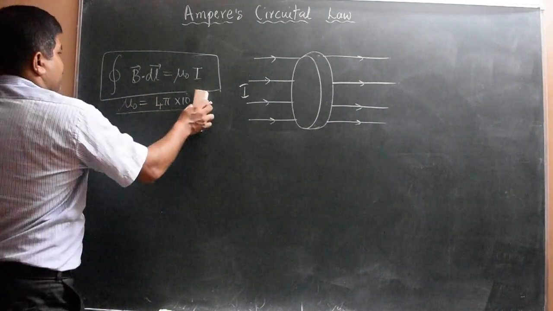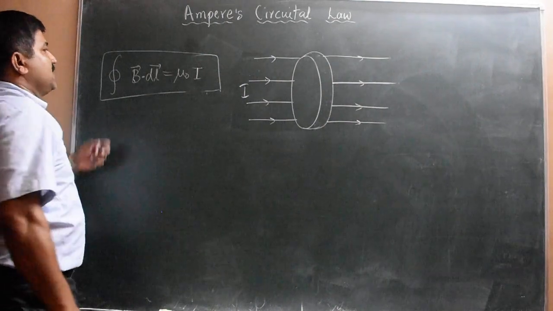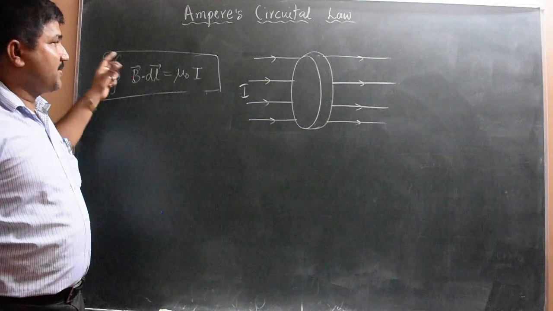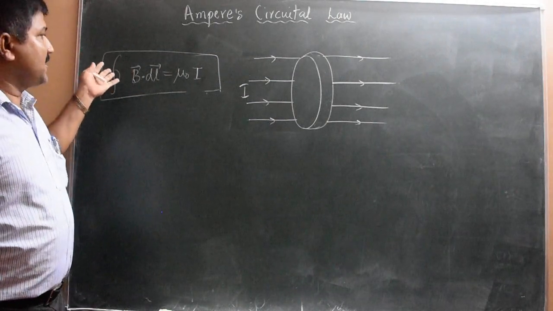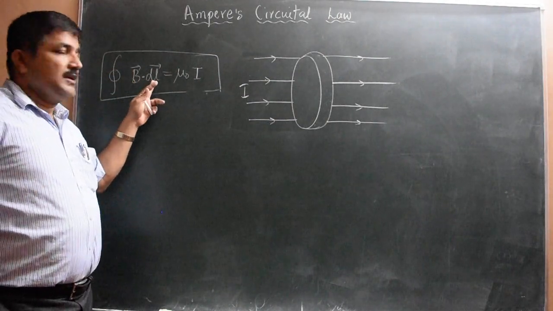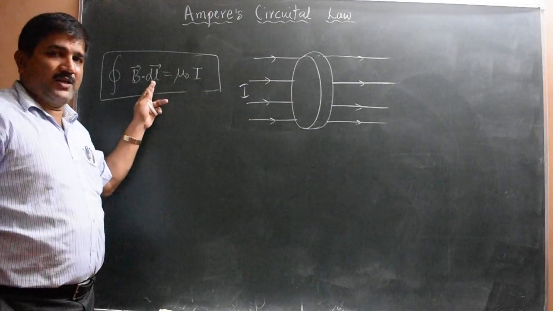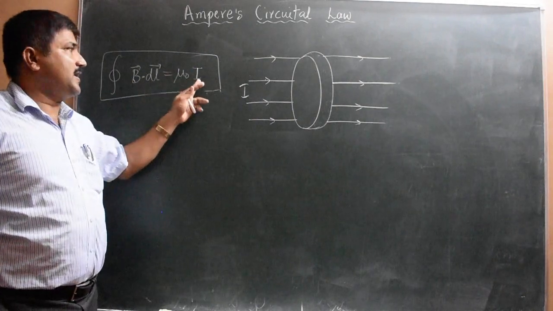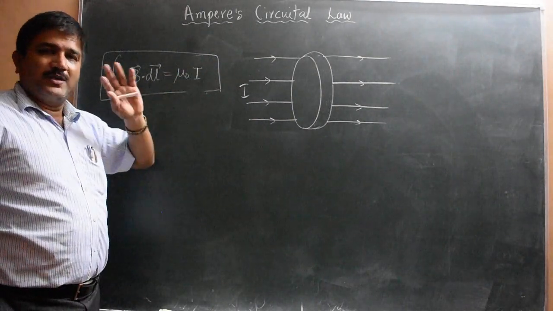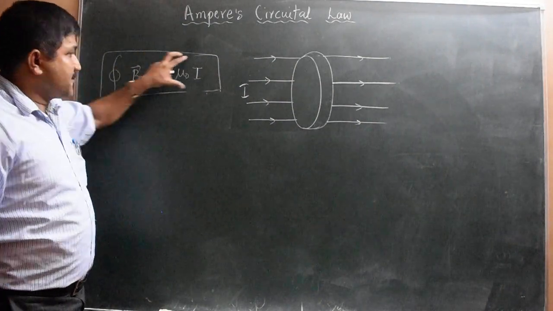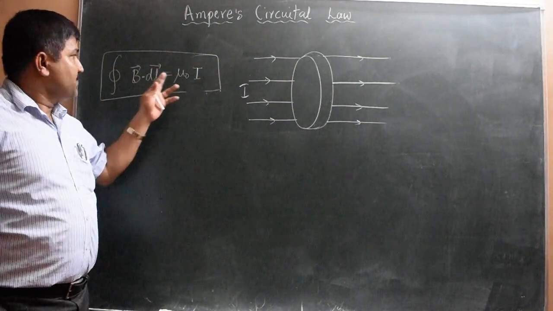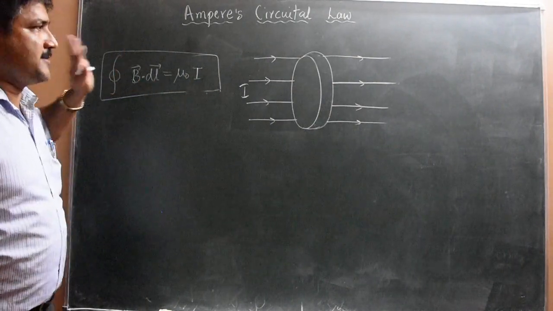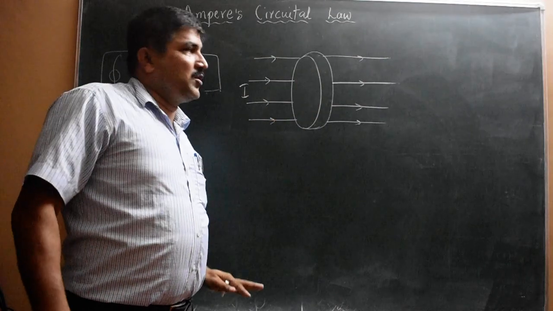So this is all about the Ampere circular law statement and equation. If asked to state and explain Ampere circular law, you have to write the statement: the line integral of magnetic field B and the elemental length dl over the entire loop is equal to mu naught times the net current enclosed in the loop. That is the statement. Then this expression is the explanation, where B is the magnetic field and I is the current. And draw a small diagram.